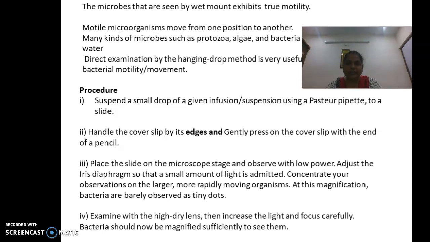So how do you do this particular type of wet mount technique? The procedure is we are going to suspend a small drop of the given suspension using a Pasteur pipette onto a slide. Then a cover slip is taken and it is gently pressed on the slide. Then the slide is placed on the microscope stage and observed under the low power lens. Once it is observed under the low power lens, it is transferred to the high power lens to increase the light and focus carefully. So bacteria should be magnified sufficiently to observe them.